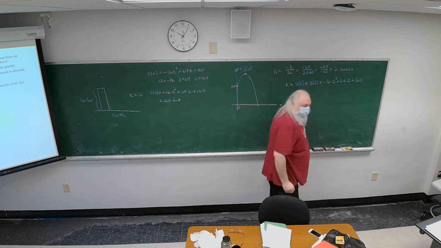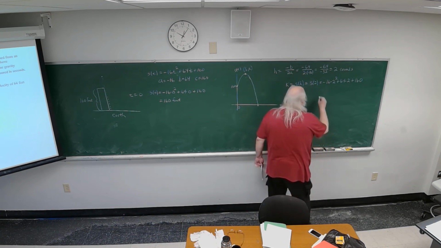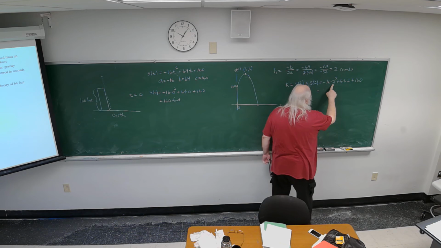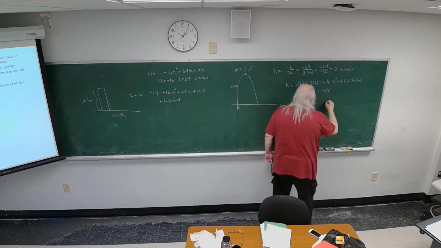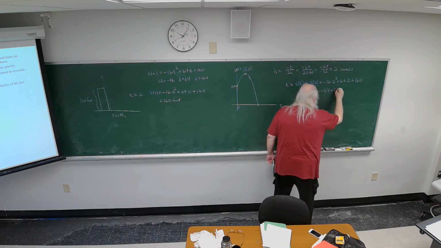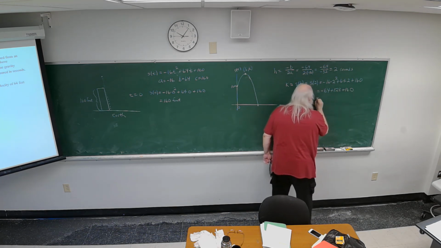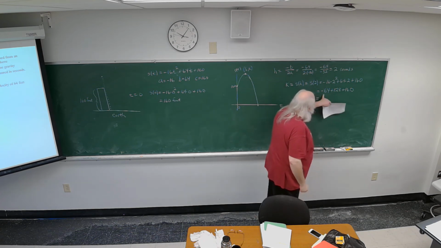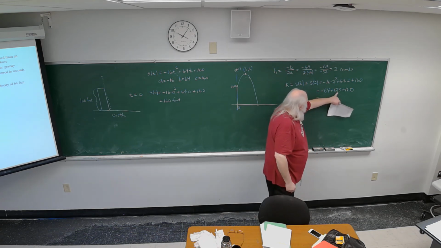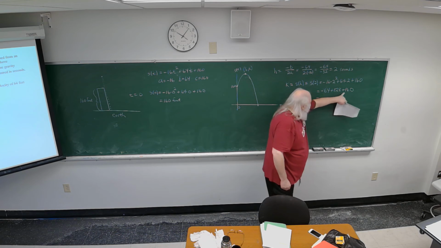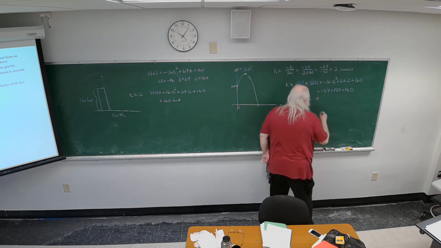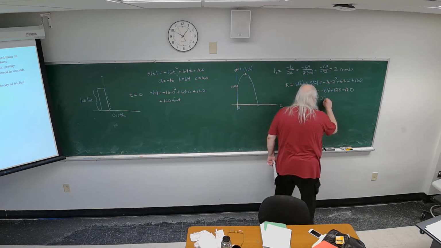And now it's PEMDAS, right? So 2 squared is 4. 4 times minus 16 is minus 64. 64 times 2 is 128. Minus 64 plus 128 is 64. 64 and 160 is what? 224.